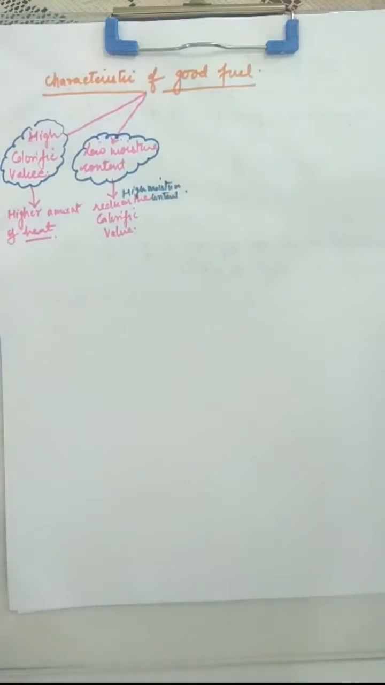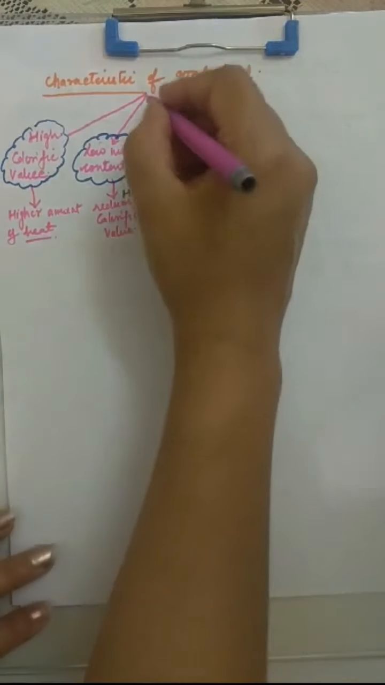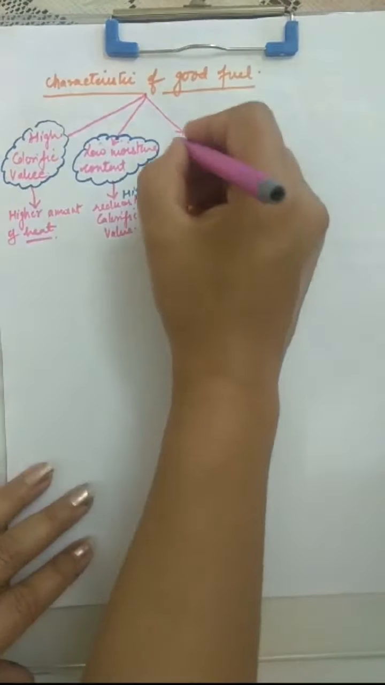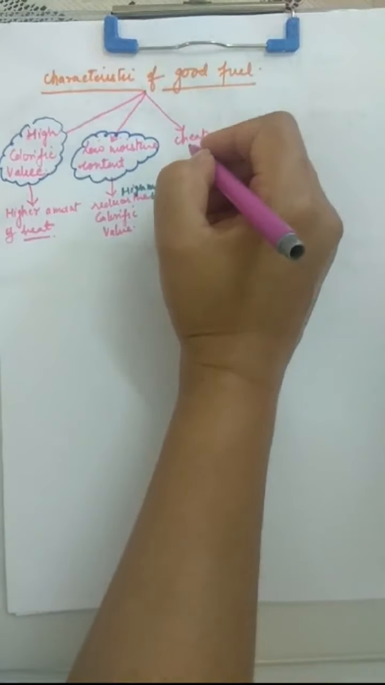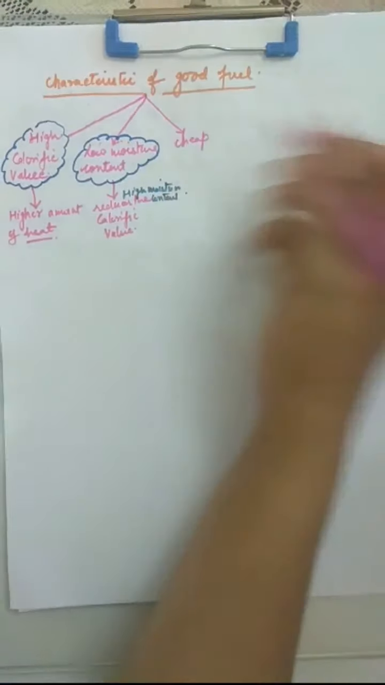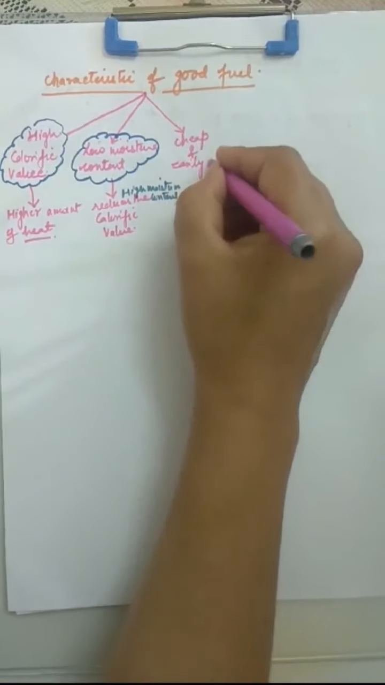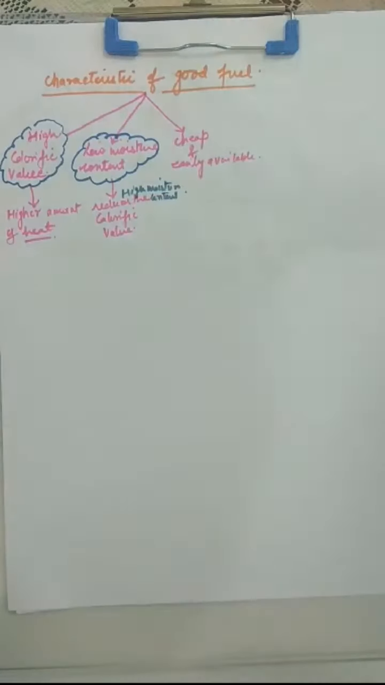Clear? It reduces the calorific value. Now the third one, which we all expect, that is cheap. A good fuel should be cheap and it should be easily available. So here I am writing cheap and easily available. Clear? So that is how we will categorize fuel.